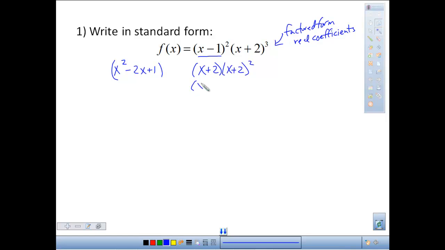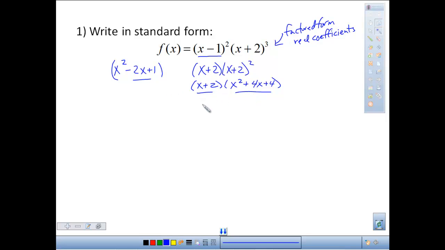Again, I know that this is x plus 2. I know that (x plus 2) quantity squared is x squared plus 4x plus 4. So if I want to multiply this out, it's purely multiplication. I know I'm going to multiply this term by this term by this term, and it really doesn't matter the order that you multiply them, so I'm just going to multiply out this x plus 2 times this quantity and then multiply my final answer out.